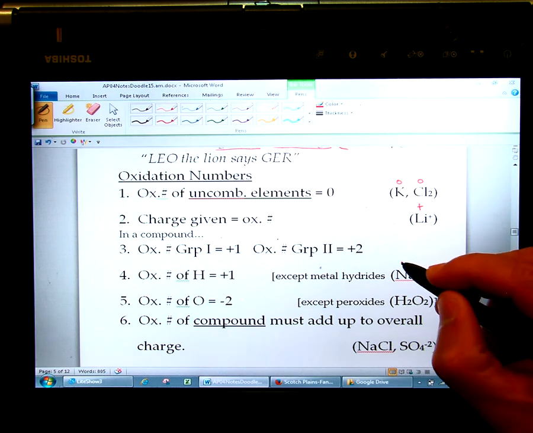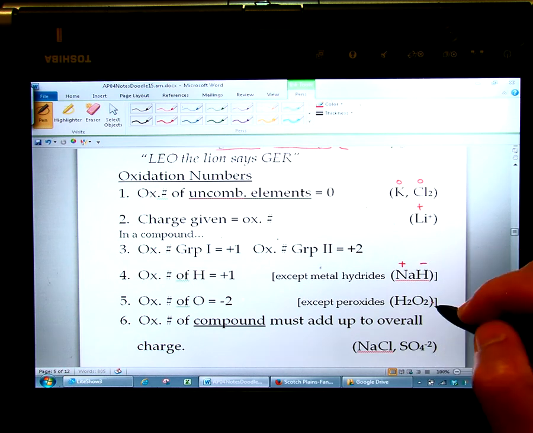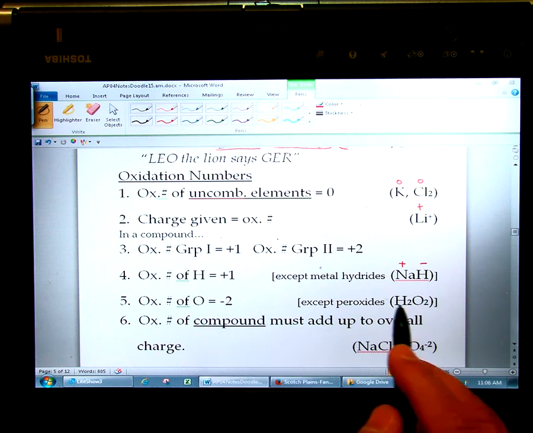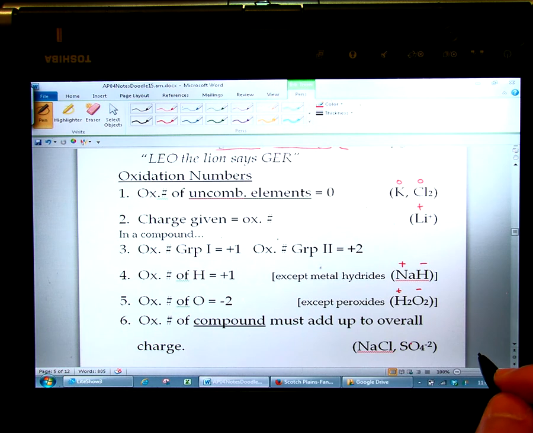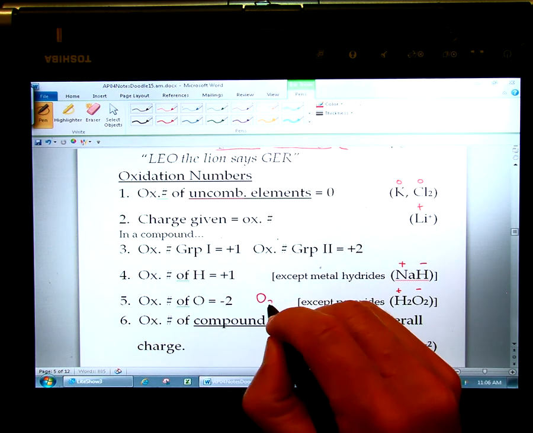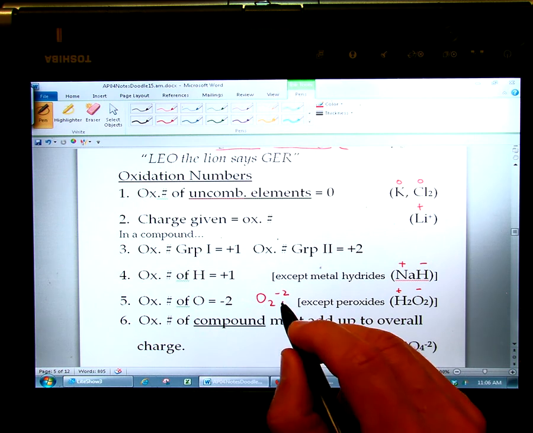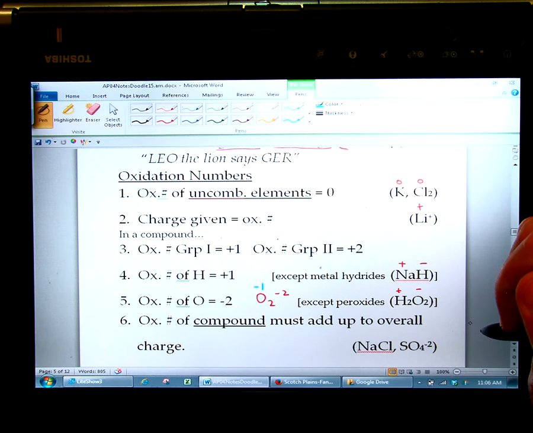So the metal itself, in this case, is +1 for sodium in group 1. Therefore, the hydrogen actually is a -1 in this example. Oxygen is always going to be a -2 in a compound. However, in a peroxide, it's going to be a -1, which you can see matches up nicely in hydrogen peroxide. Remember that peroxide is a polyatomic ion, O2 -2. So since the whole thing is -2, then one of them is going to be a -1. Rule number 6, the oxidation numbers of a compound must add up to the overall charge.